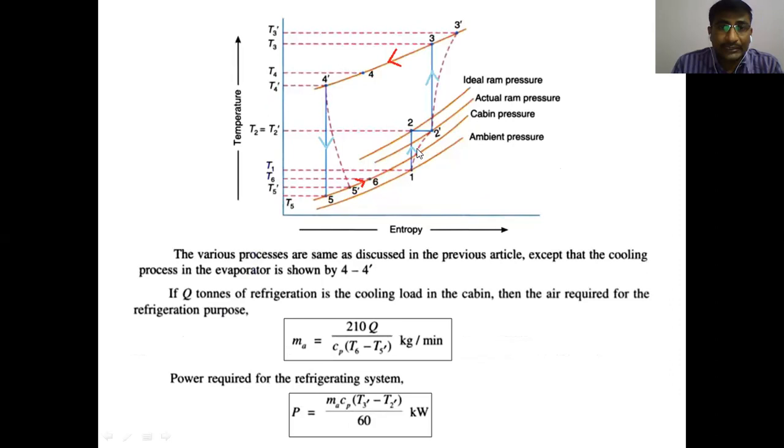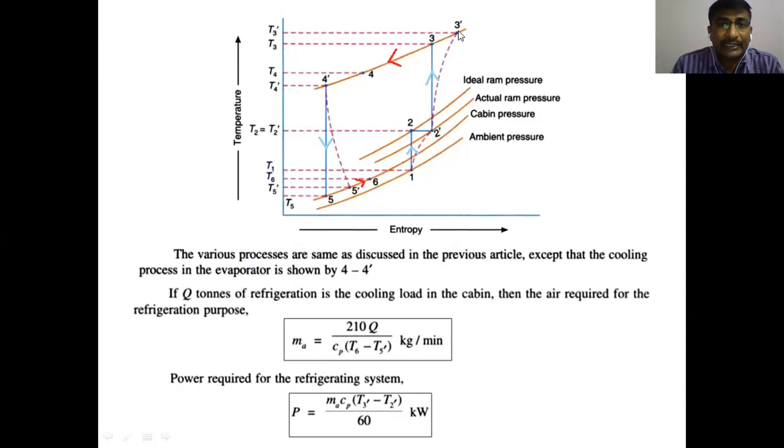1 to 2 is the isentropic compression in the diffuser, and 1 to 2 dash is the actual compression in the diffuser. From this actual compression at the exit of the diffuser, the air enters the main compressor, similar to the simple air cooling system. Then the isentropic compression is 2 dash to 3, and in the actual cycle, 2 dash to 3 dash is the actual compression in the compressor. The final condition of air after the compressor is 3 dash.